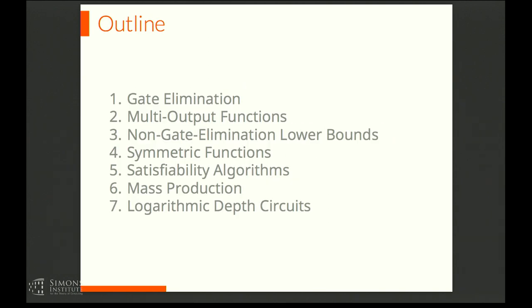Okay. Now this is the outline of my talk. I will start by telling you some ideas of the gate elimination method, which is essentially the only known method for proving lower bounds for unrestricted circuits on one hand. On the other hand, we do not expect this method to give us lower bounds even of size 5n or something, not to say superlinear lower bounds. And then I will briefly review some other approaches that could potentially lead to improved lower bounds.